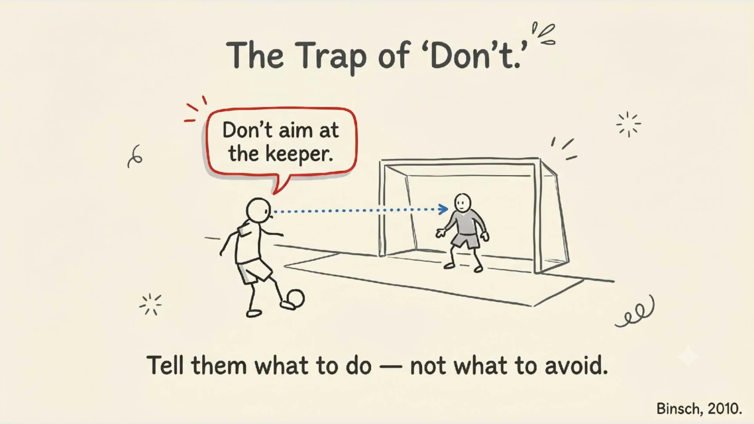The take-home message for your instructions is simple and absolute. Tell performers what to do, not what to avoid. Hit the open corner, never "don't hit the keeper." Land softly, never "don't land hard." A negative instruction biases attention toward the very thing that needs to be avoided, so it quietly recruits the error you were warning against. Phrase every cue as a target, not a hazard.